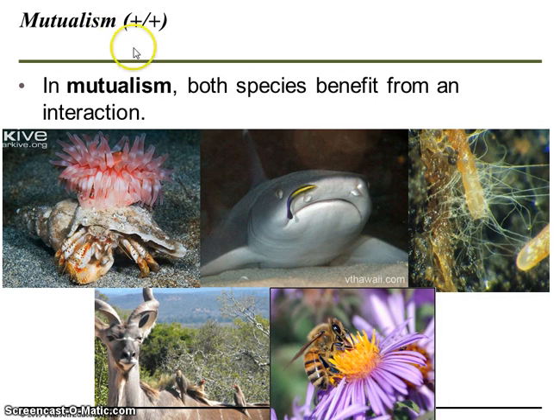Okay, in mutualism, they both benefit. So here we've got a hermit crab with an anemone on top. The anemone is sessile, it doesn't move. So by being on the hermit crab, they both benefit, because it protects the hermit crab, and the anemone is able to move and get any pieces of food the hermit crab misses.